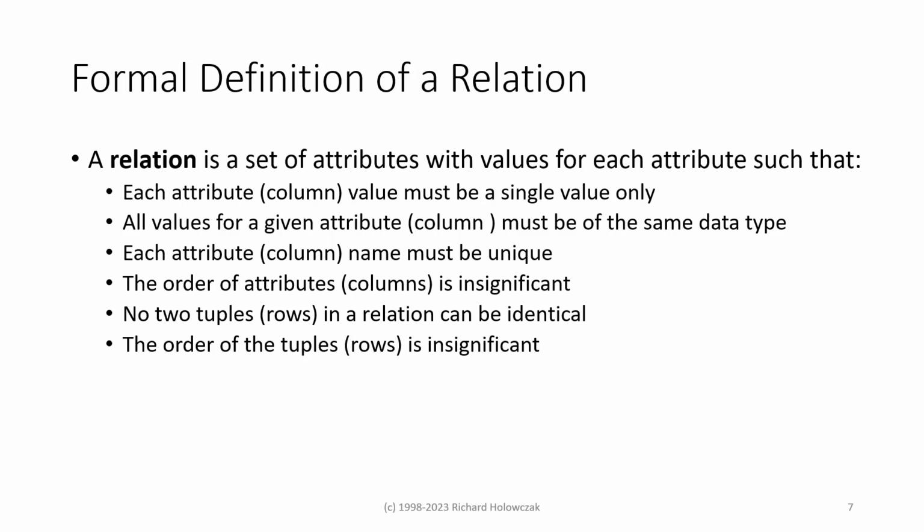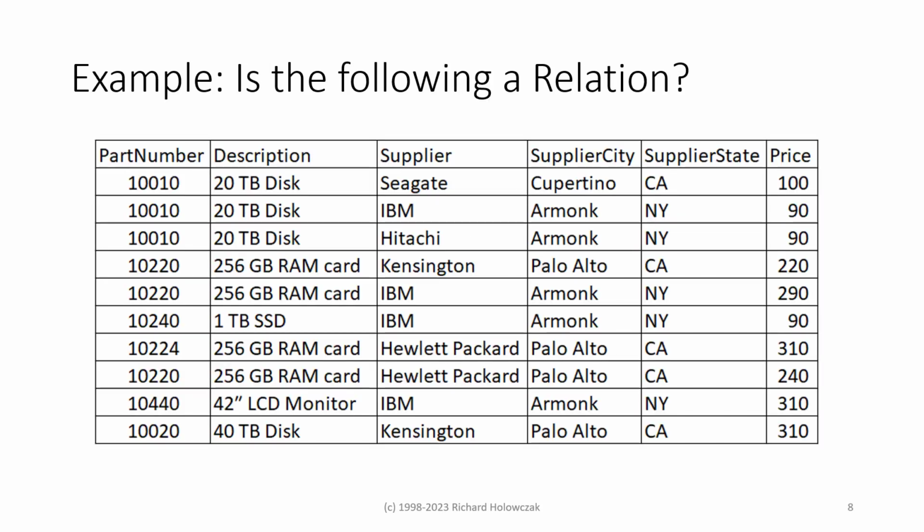So write those down, commit them to memory, and let's take a look at a set of attributes with some data, and we're going to ask the question, is this thing that you see in front of you a relation? So, what was the first thing that we had to keep in mind? That under every attribute, we have a single value. If we look under part number, we just see one part number per row or per tuple. Description is just one description here, one supplier, one city, one state, and one price.